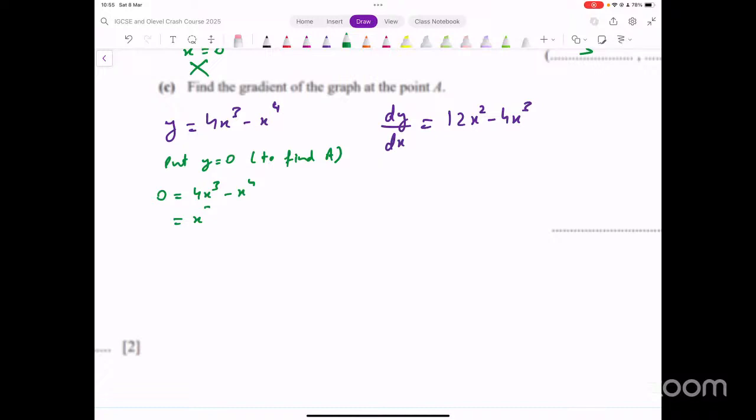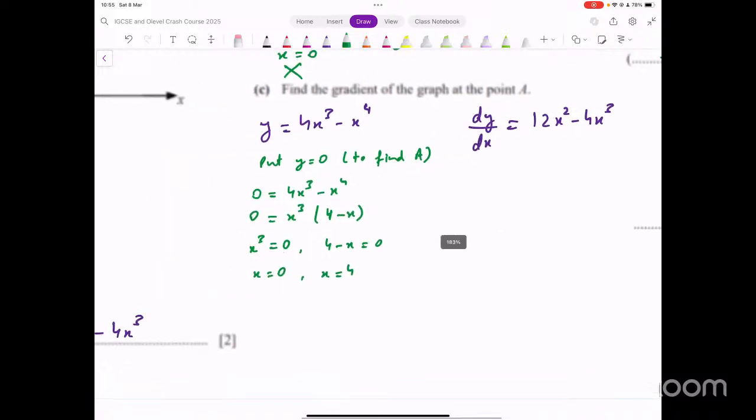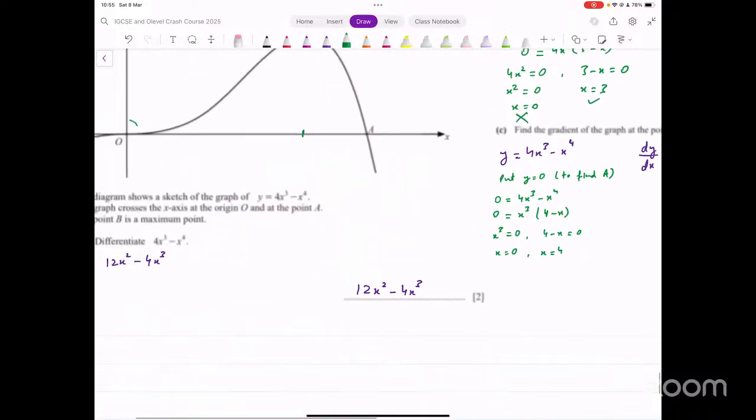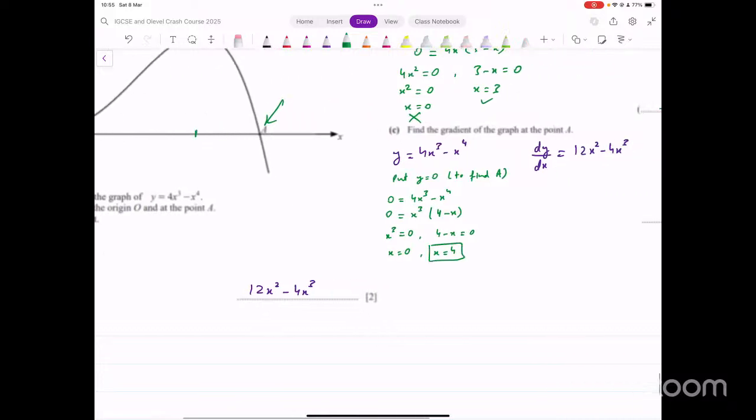Take x cubed common, that leaves you with 4 minus x inside, which means either x cubed equals 0 or 4 minus x equals 0. The first one gives you x equals 0. The second one gives you x equals 4. Again, x equals 0 is the origin point. That's not what we were looking for. We were looking for this point here, the other x-intercept. And that's x equal to 4. This is going to be the x-coordinate of A.